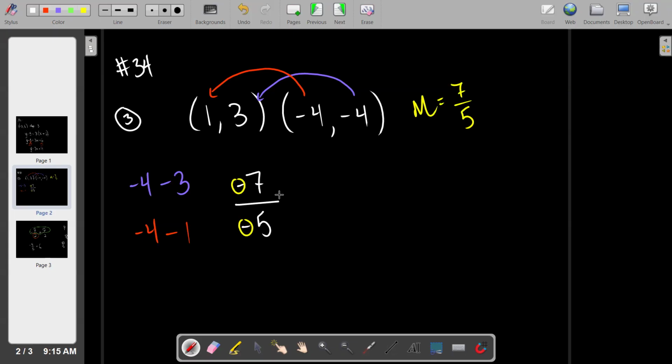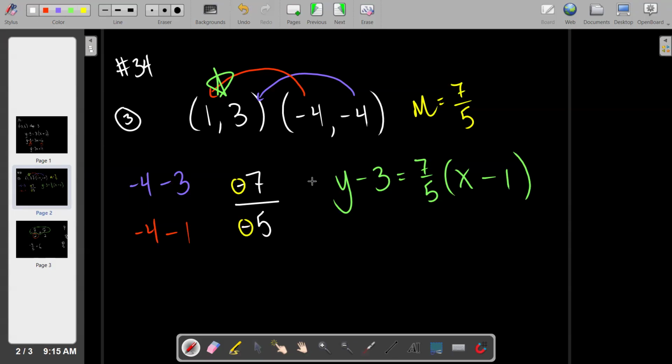Do you want to carry on, or are you good? Yeah. Okay, which point do you want to use? 1 and 3? Okay. So if we pick this point, then it's going to say y -3 equals 7/5 of x -1. And it's glaringly obvious that the 1 and the 5 aren't going to divide out, right? Okay, so 5/5.